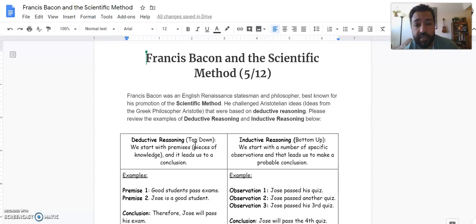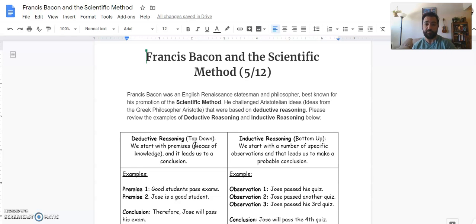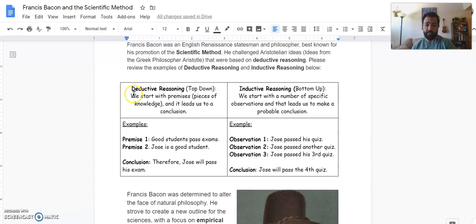All right, Francis Bacon and the scientific method. This assignment is for May 12th. Francis Bacon was an English Renaissance statesman and philosopher, best known for his promotion of the scientific method. He challenged Aristotelian ideas, which are ideas from the Greek philosopher Aristotle, that were based on deductive reasoning. Please review the examples of deductive reasoning and inductive reasoning below. Deductive reasoning is the old way that scientific thinking was done. Inductive reasoning is the new way that was pioneered by Sir Francis Bacon, and a few other people as well, but we're focusing on Sir Francis Bacon.